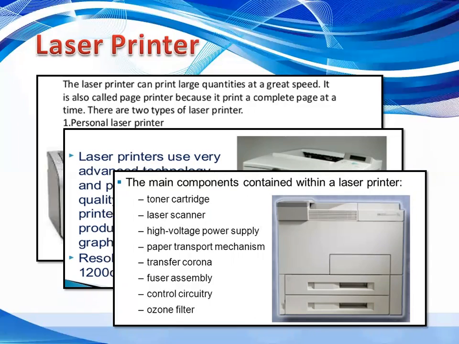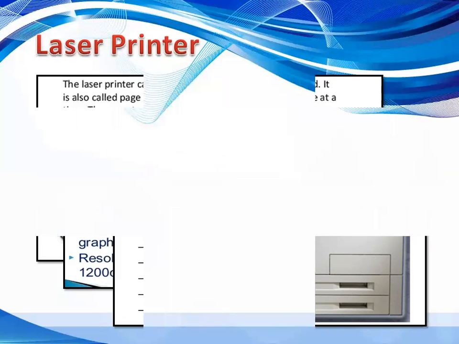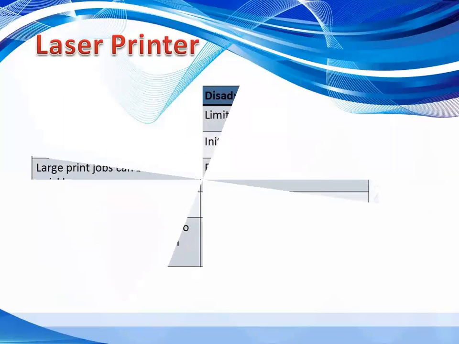The main components contained within a laser printer are: toner cartridges, laser scanner, high voltage power supply, paper transport mechanism, transfer corona, fuser assembly, control circuitry, and ozone filter. So these are the main components a laser printer has.